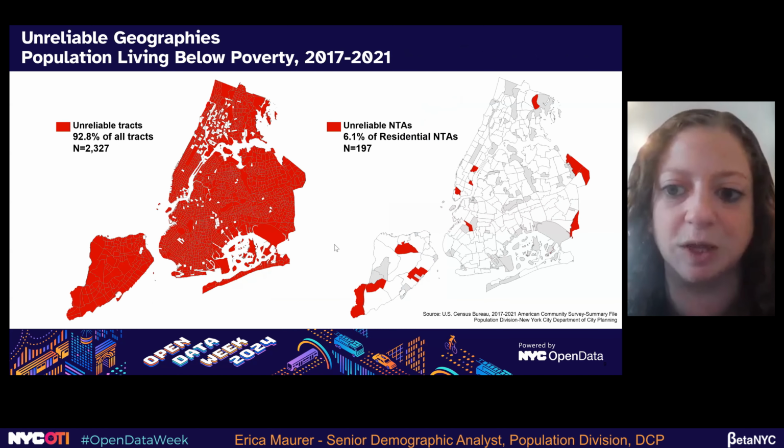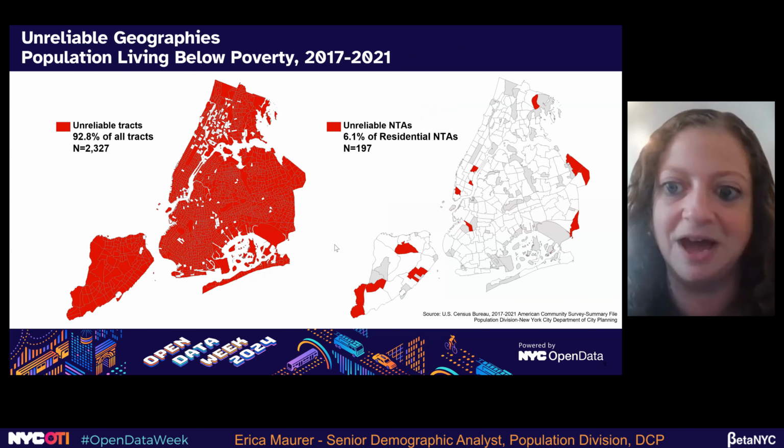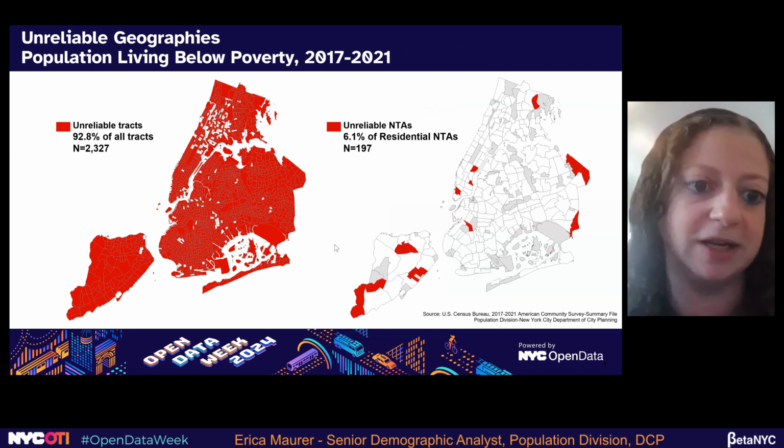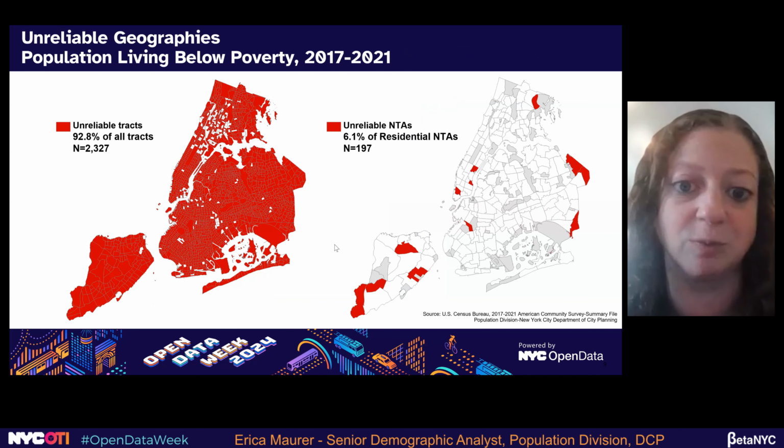So just a quick visual of this. Here you can see 2 maps for the population living below poverty. On the left, we have unreliable census tracts, and on the right, unreliable NTAs. The census tract map is almost entirely lit up. Individual census tract data here are just too erratic. But when you go up to the neighborhood level, the data are just much more reliable.